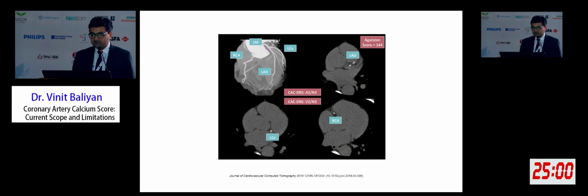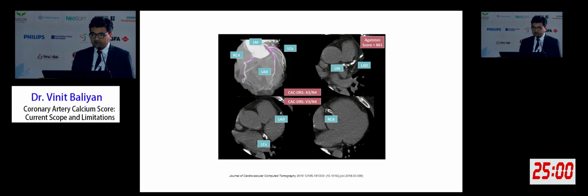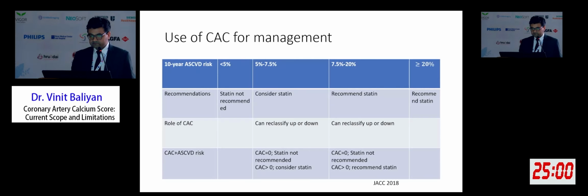Similarly, in this case, the Agatston score is between 100 and 299, so you give it a number of 2. Visually, it also looks like a moderate amount of plaque, so you can also give it a V2. And then there are 3 vessels involved, left anterior descending, circumflex, and RCA, so an N3. Similarly, you can get up to N4 and V4 and A4.